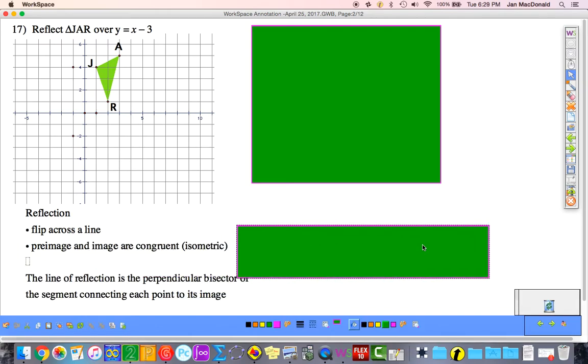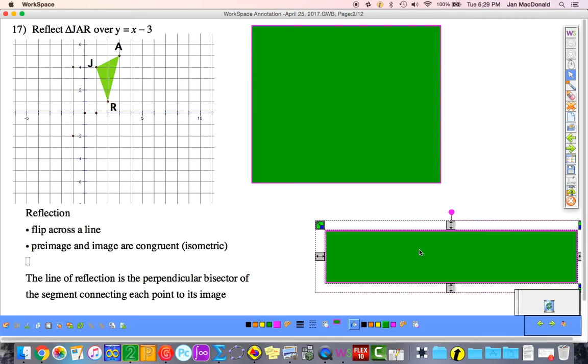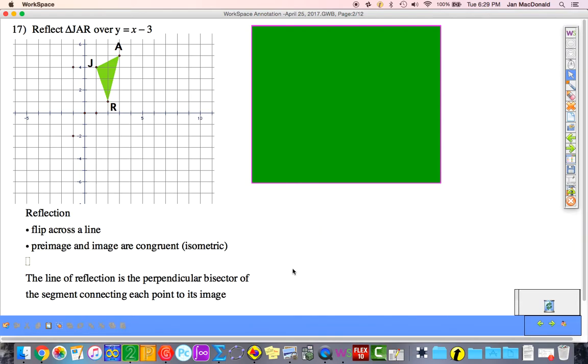And most importantly, we know that the line of reflection is the perpendicular bisector of the segment connecting each point to its image. So let's draw that line of reflection. The line we're supposed to be drawing is y equals x minus 3. Just a quick review. How would we graph a line in the form y equals mx plus b? Well, let's see, y equals 1x minus 3.